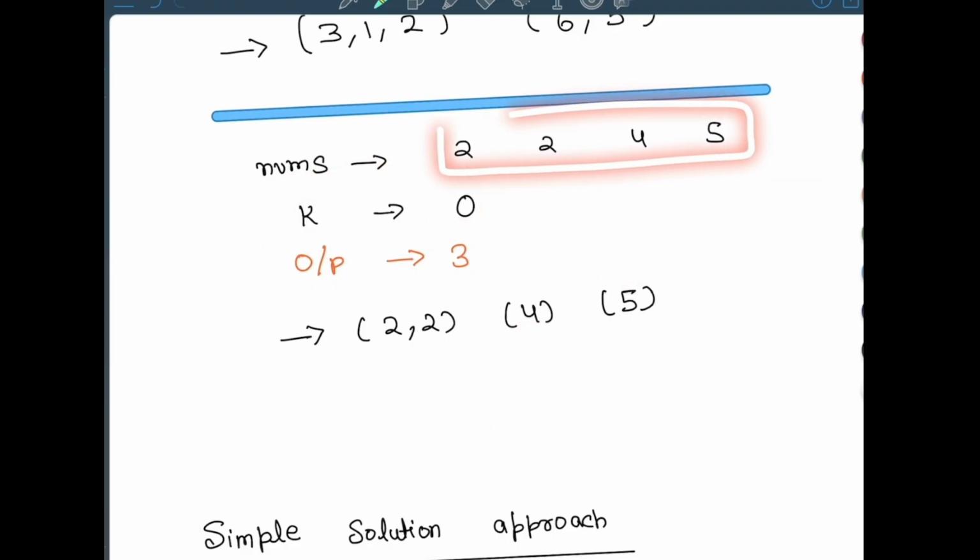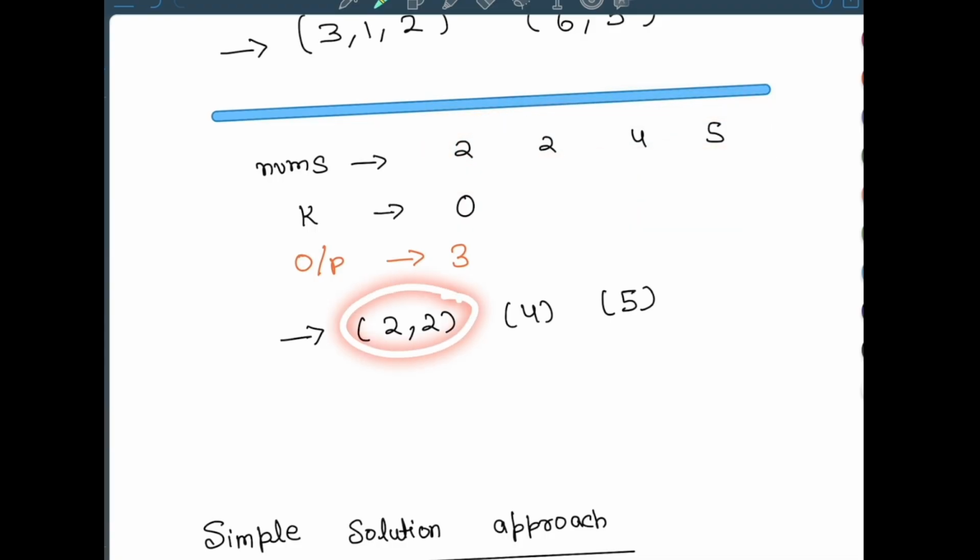So we need to break our data into 3 groups. That's the minimum number of groups we need so that all the conditions are satisfied. This is the first, this is the second, and this is the third group. So the output in this case is 3. I think that now you are clear with what the question says, what we need to do. But what about the solution approach?